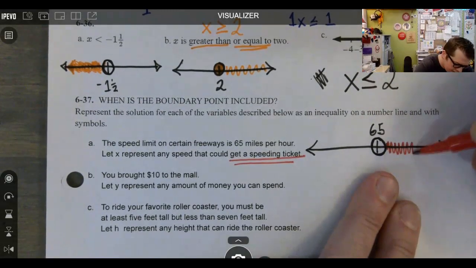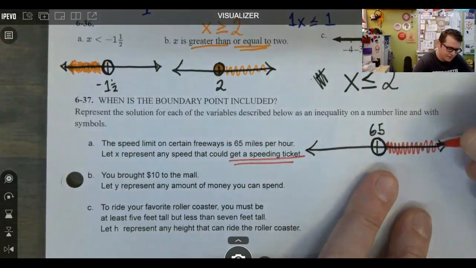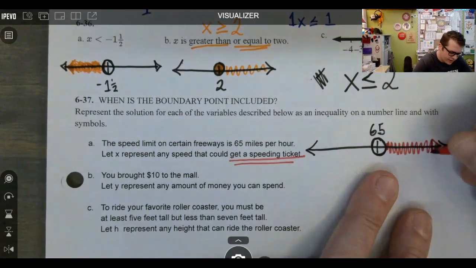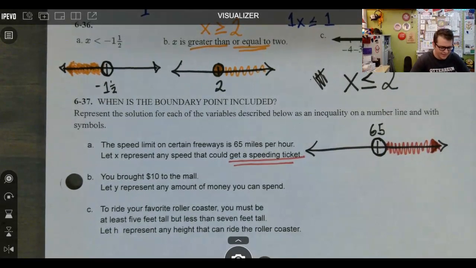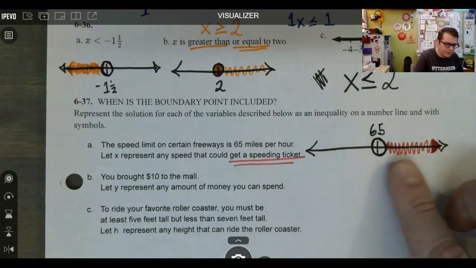Now, I know this problem comes up every year. As soon as we start shading this direction, somebody's going to think, now wait a minute, my parents go faster than 65 when they're on the highway and they don't get a ticket. Yeah, if you're lucky, if the police officer's being nice, if you're going 66, 68, are you really going to get a ticket if you're only a couple miles over the speed limit? Probably not. But could you, right?